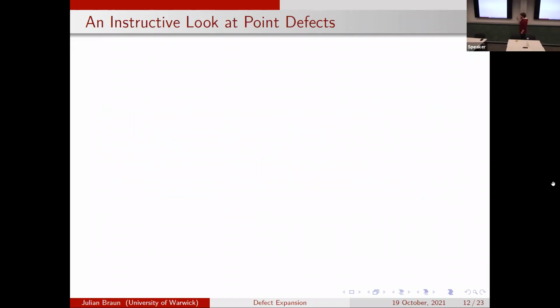A very instructive thing to look at is point defects, because for point defects, both linear elasticity theory and nonlinear elasticity theory give you nothing. They tell you this solution should be 0.